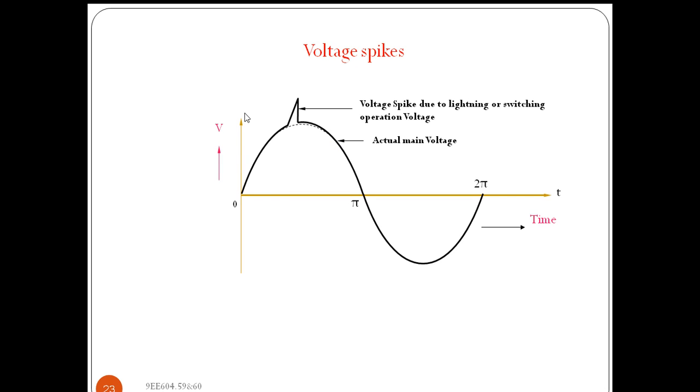The dotted line is the actual pure sinusoidal waveform. Due to switching or lightning, we are getting these pulses. This is called a voltage spike due to lightning or switching operation voltage.